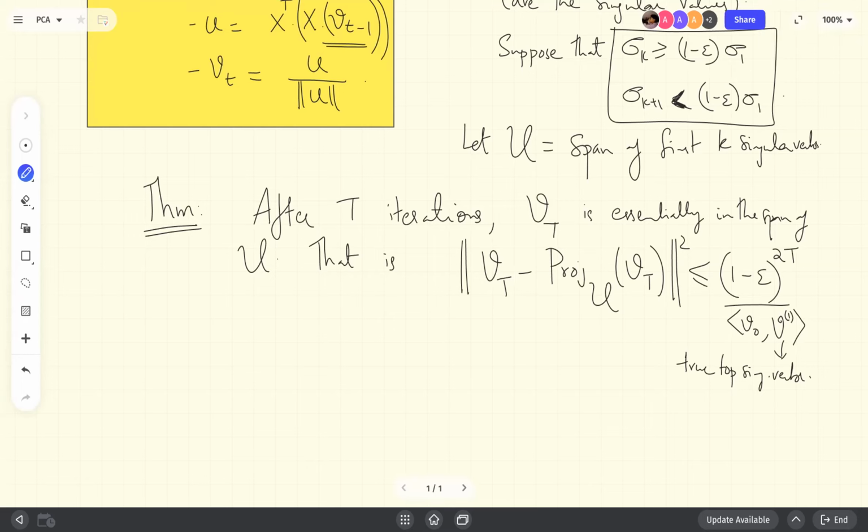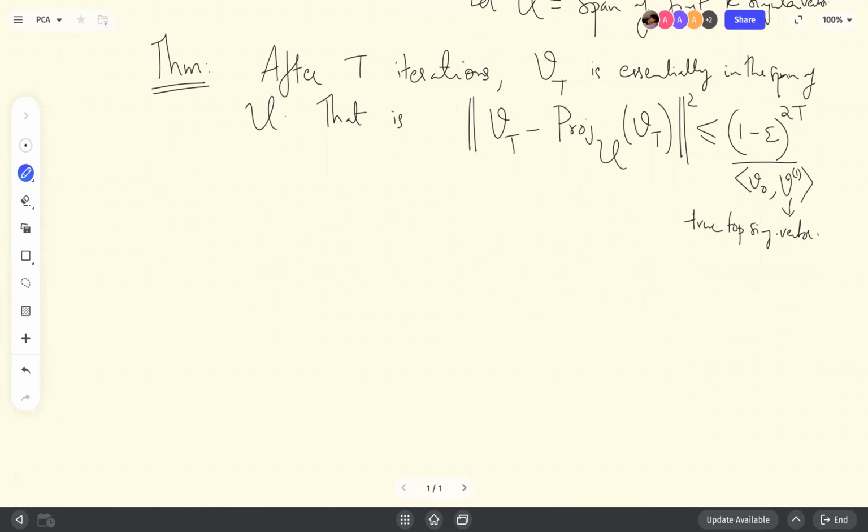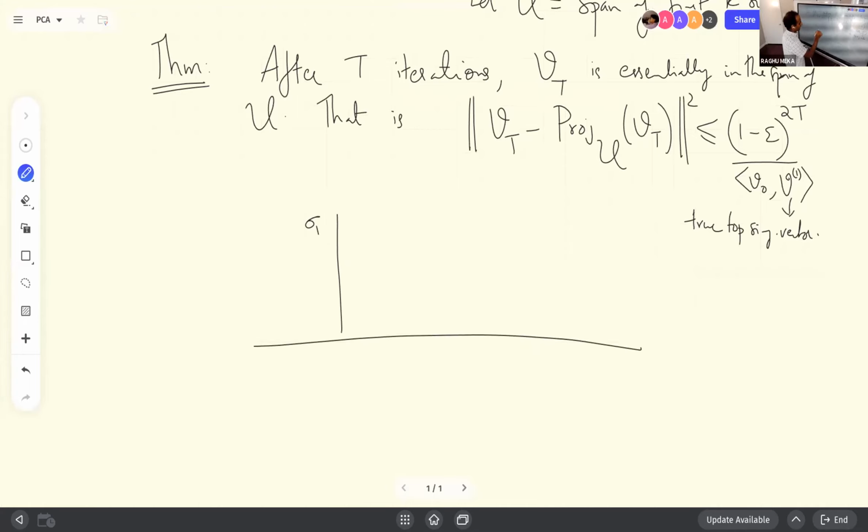Okay. I was just asking, why are we making the assumption that sigma k is greater than 1 minus epsilon times sigma 1, and then the same for the next? So it's not really an assumption, right? Basically, it's saying, let's say this is sigma 1, let's say I'm trying to plot the singular values, and they're decreasing. This is sigma 2, sigma 3, and so on.